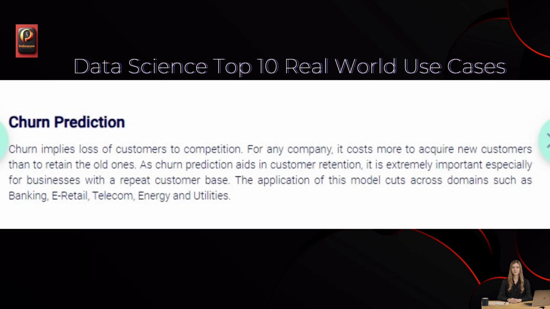Churn prediction. Churn implies loss of customers to competition. For any company, it costs more to acquire new customers than to retain the old ones. As churn prediction aids in customer retention, it is extremely important, especially for businesses with a repeat customer base. The application of this model cuts across domains such as banking, e-retail, telecom, energy, and utilities.